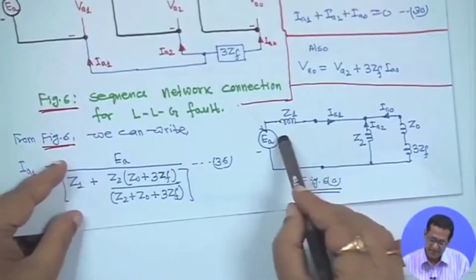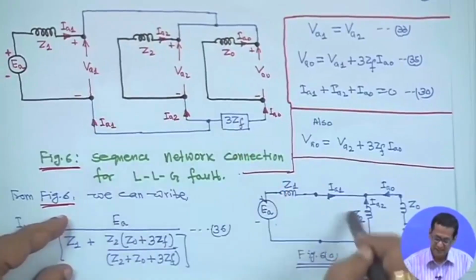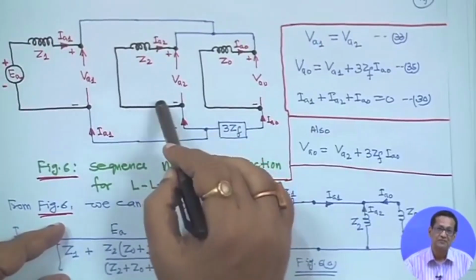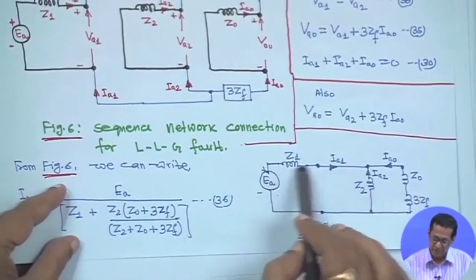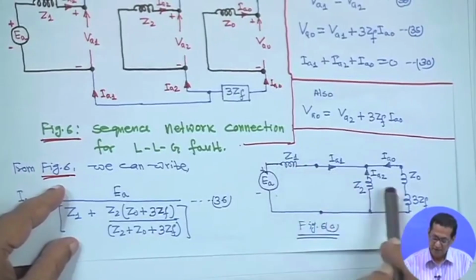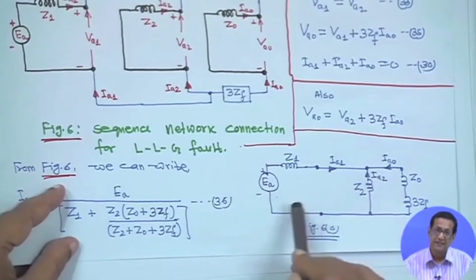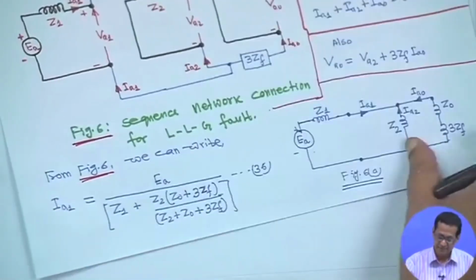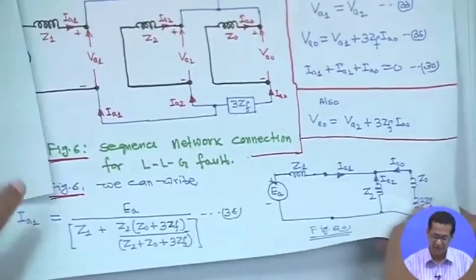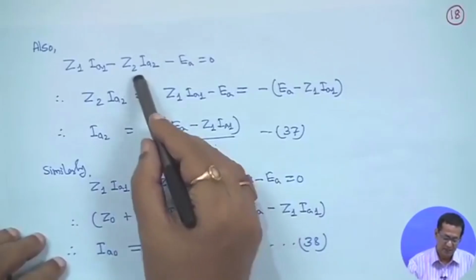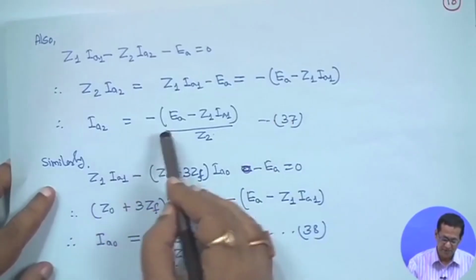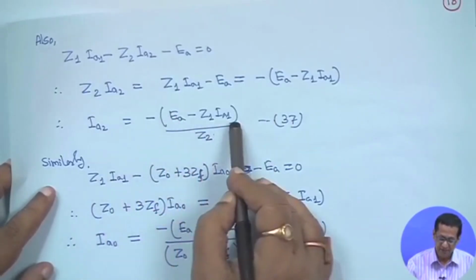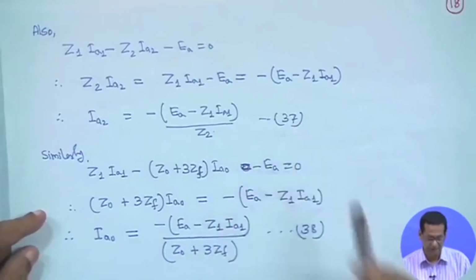Similarly, if you apply KVL in this loop, this circuit is the simplest, equivalent version of this one, same circuit, but drawn. If you apply KVL in this loop, it will be Z1 IA1 minus Z2 IA2 minus EA is equal to 0. I am writing this from this circuit only, so that you can understand easily. Upon simplification, IA2 is equal to minus in bracket EA minus Z1 IA1 by Z2. This is equation 37.